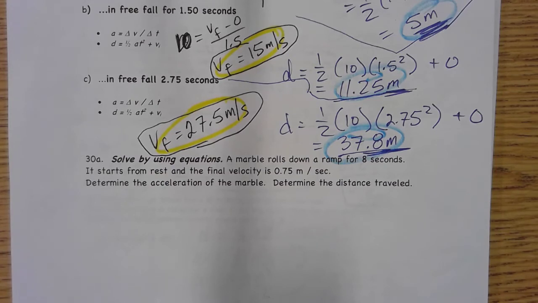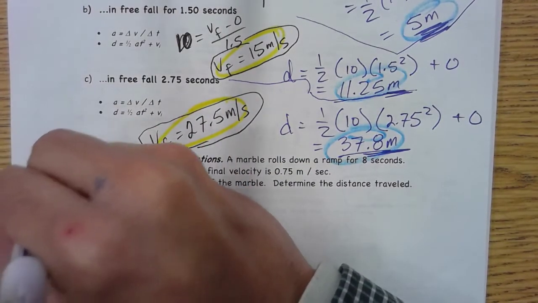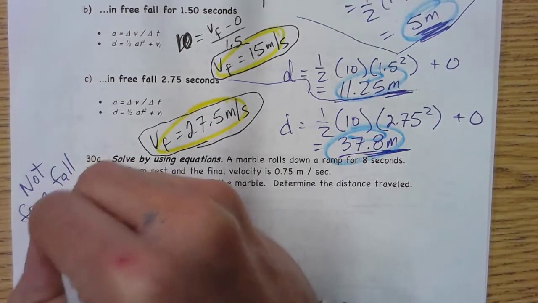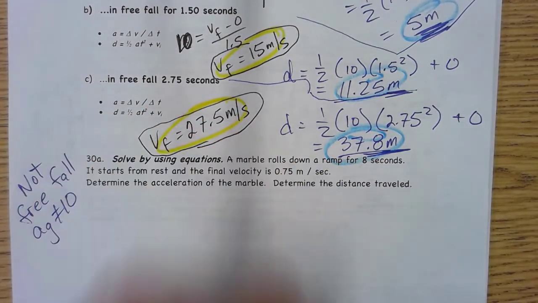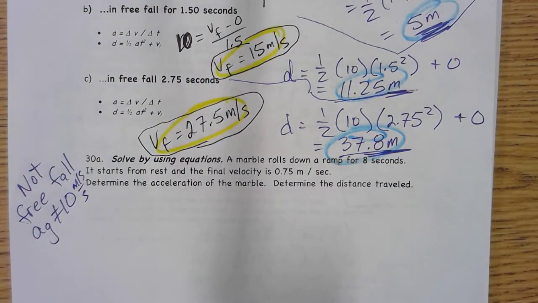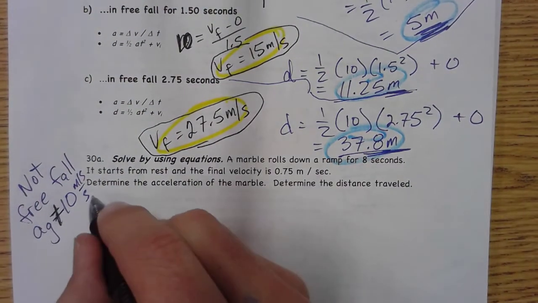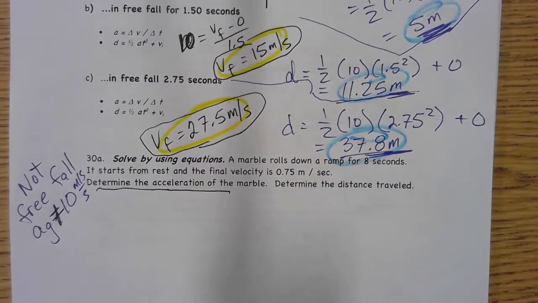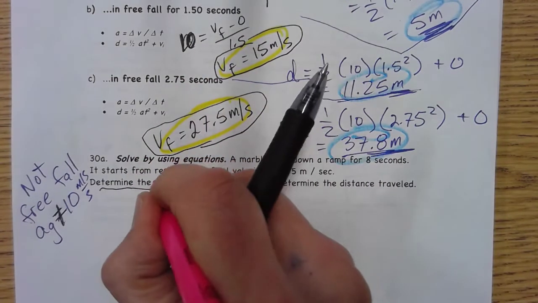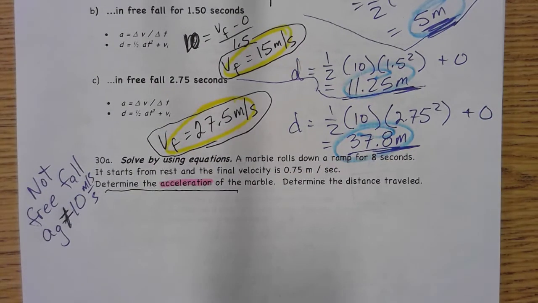So this is not free fall. And maybe that's a thing that jumps out at me. If it's not free fall, our acceleration due to gravity is not 10. So we can't just plug in 10 on this. That's why I put this question in there, to give you a hint. The first part, a is not 10. Even though it's still gravity making it roll down the ramp, it's not free fall.